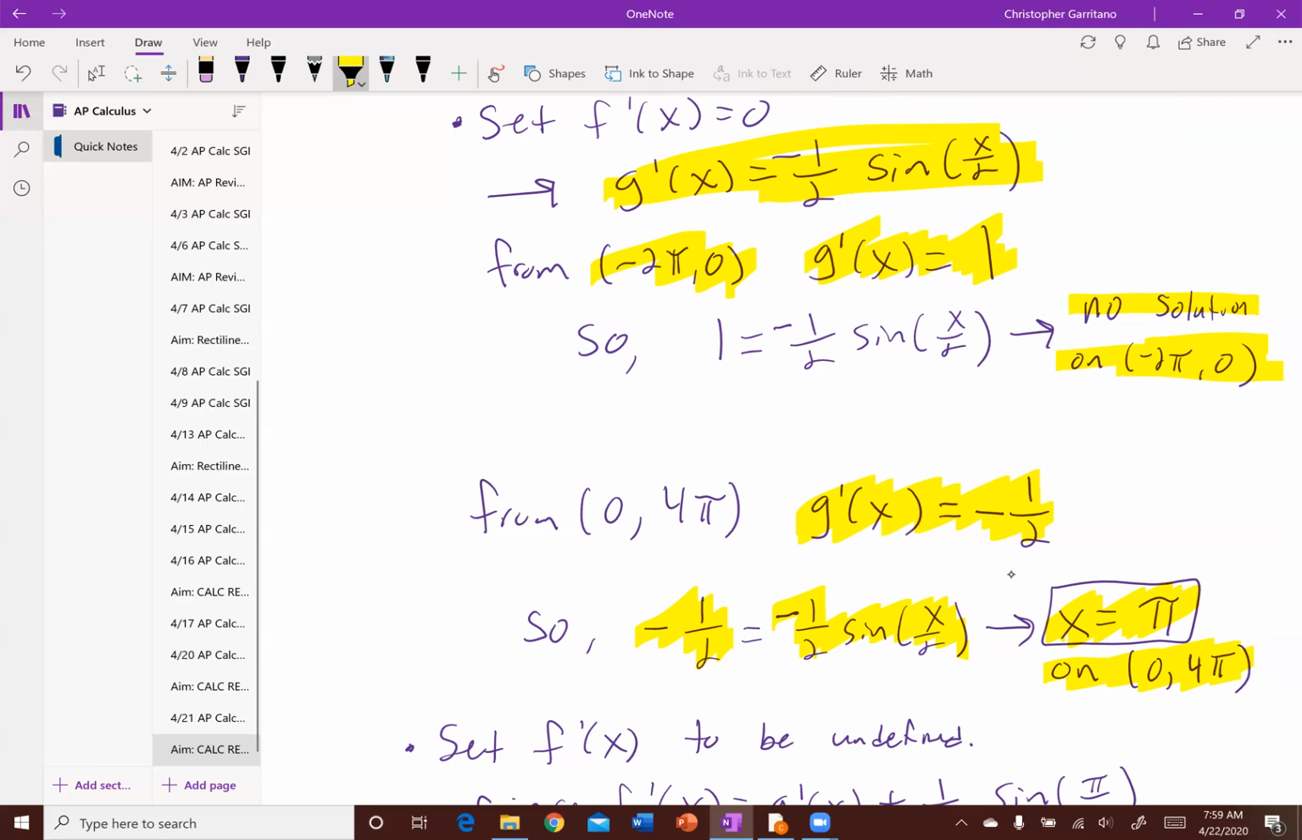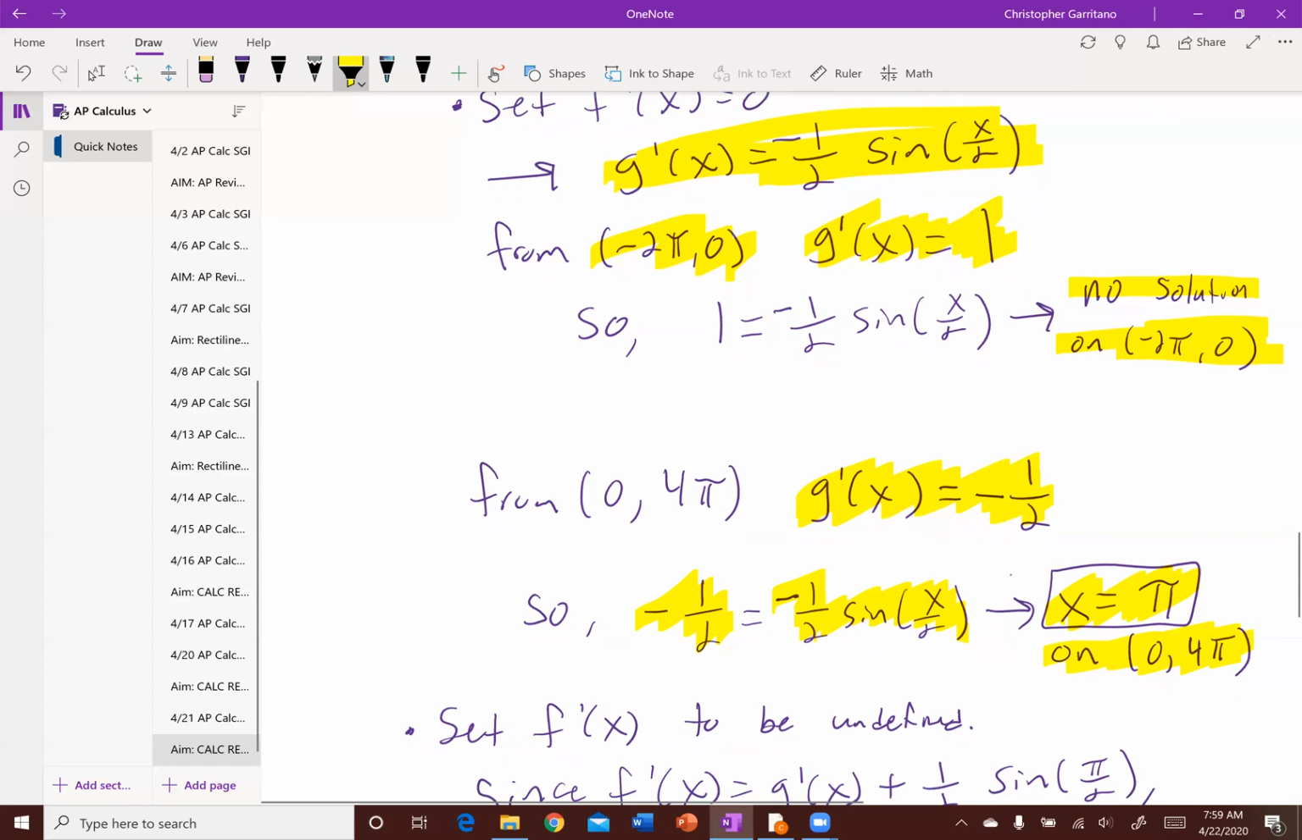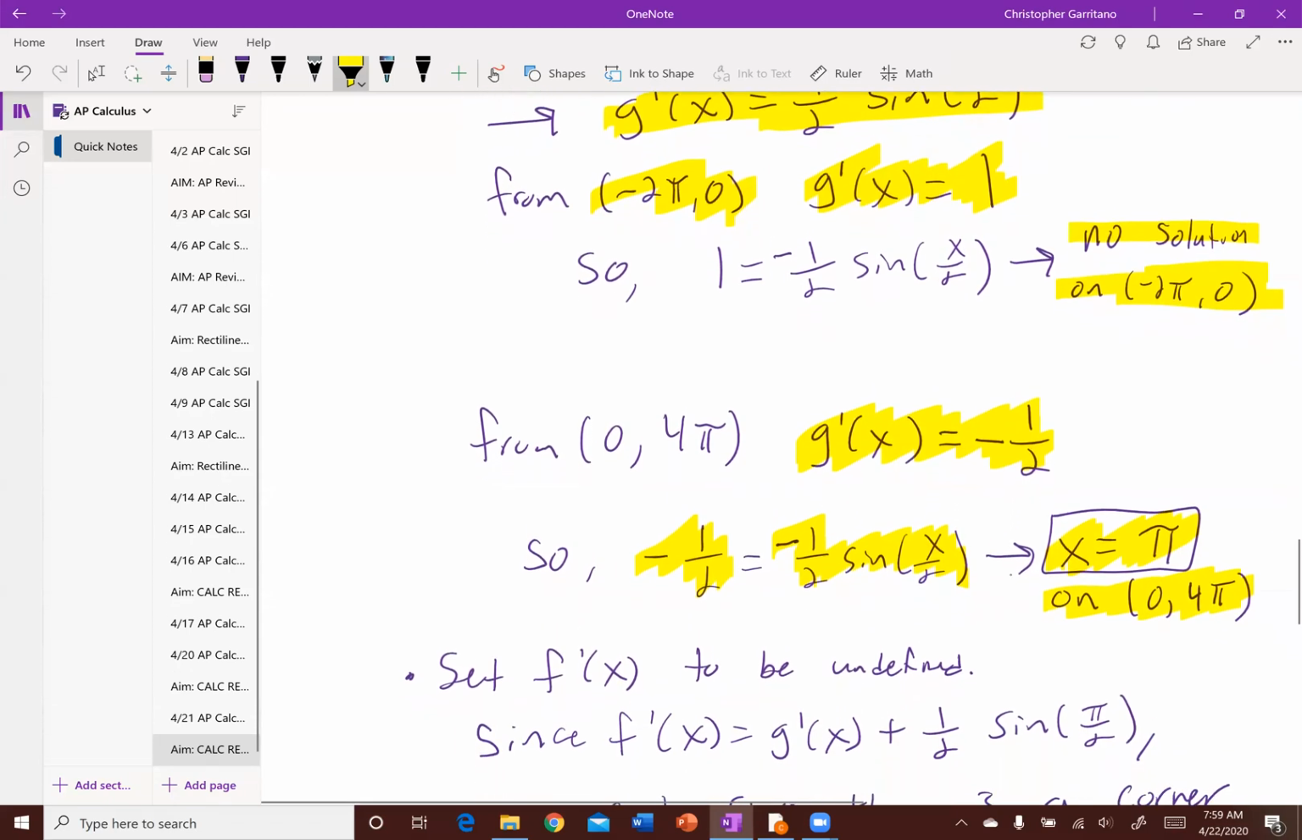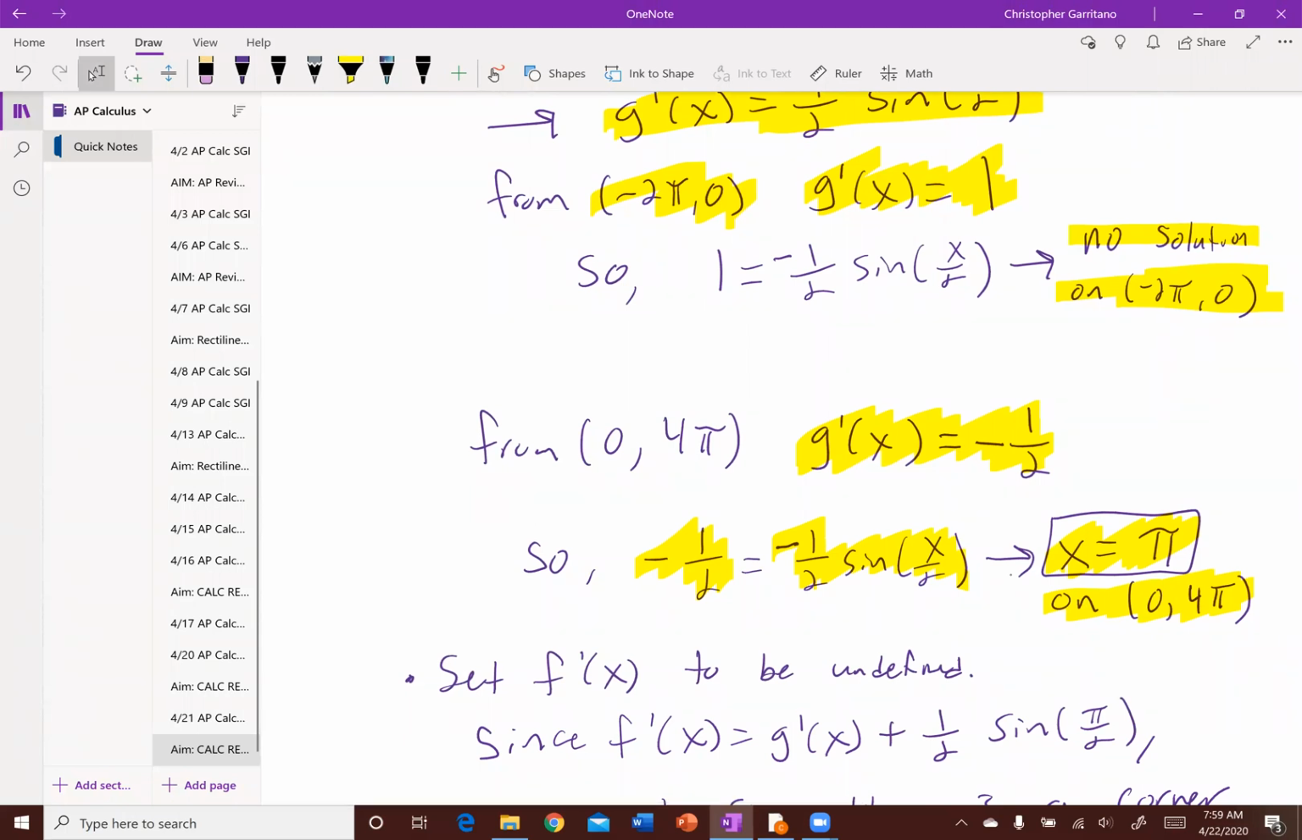Now, we can't forget that critical points also occur when the derivative is undefined. So to set f prime of x to be undefined, this is supposed to be x over 2. To set f prime to be undefined, we need to see, well, is there ever a situation where g prime is undefined? Or is there a situation where 1/2 sine of x over 2 is undefined? Well, 1/2 sine x over 2 is a continuous function, and therefore that portion of f prime will never be undefined. But is there a portion such that g prime does not exist?